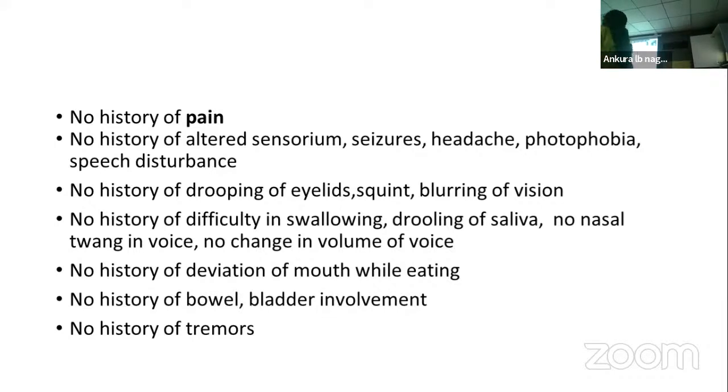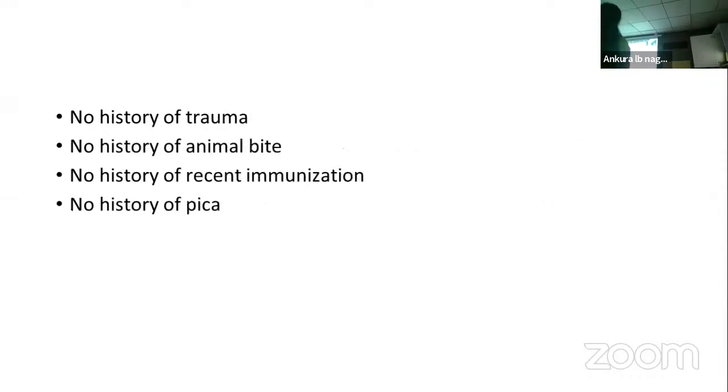Cerebral absence. Okay. So she was trying to tell us that she tried to rule out each one of them. Next. No history of trauma. Traumatic myelitis, traumatic neuritis, animal bite, rabies, which is very rare. Acute presentation of rabies is very rare.